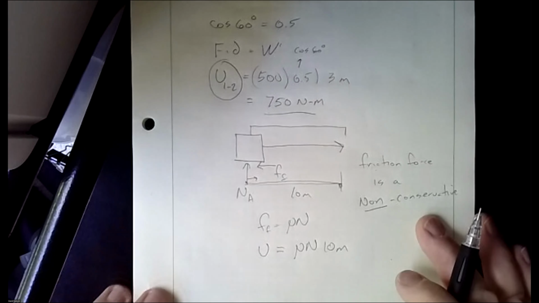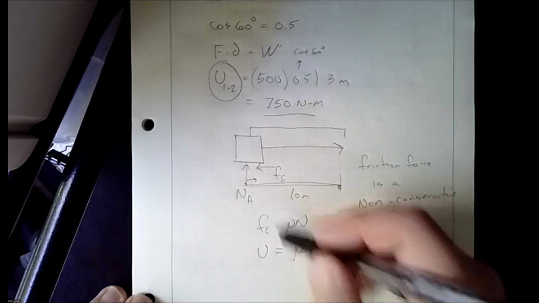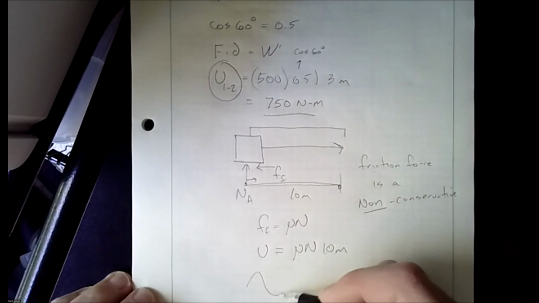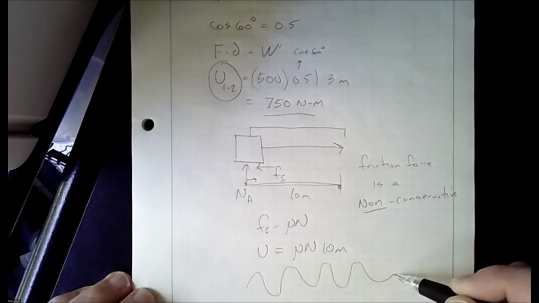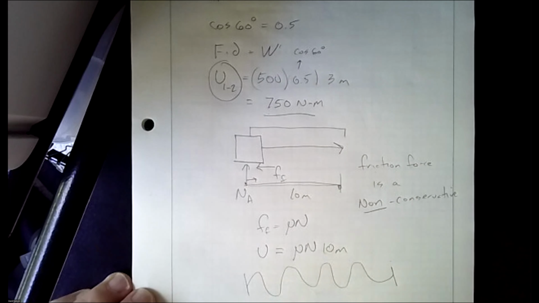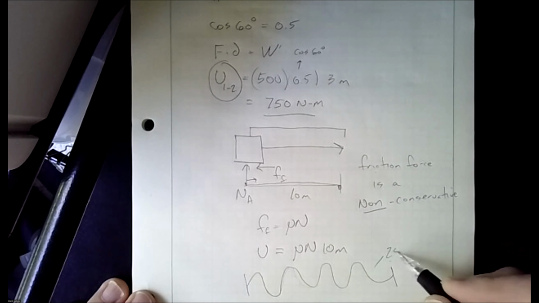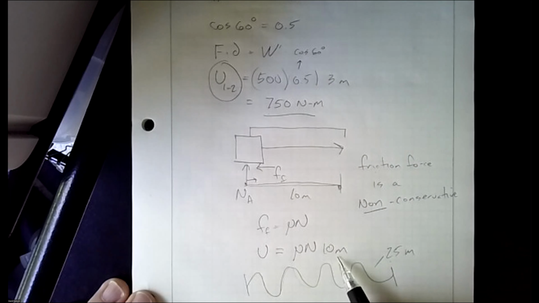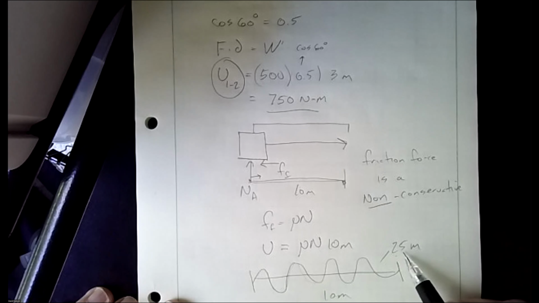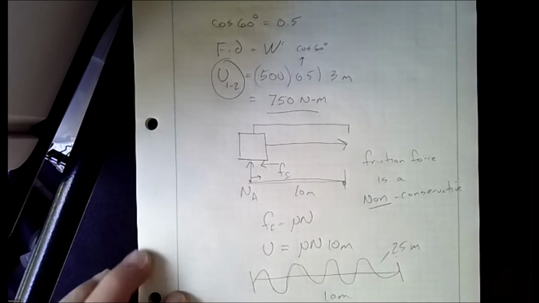Whereas if instead of doing that, I have a circuitous route like this, in the end I have to account for the distance the block went, and say that total distance ends up being 25 meters. Then obviously my work done from here to here, let's pretend it's the same vertical distance, 10 meters, but the circuitous one is 25, then of course it's going to be more work to do that. So that's what a non-conservative force is.